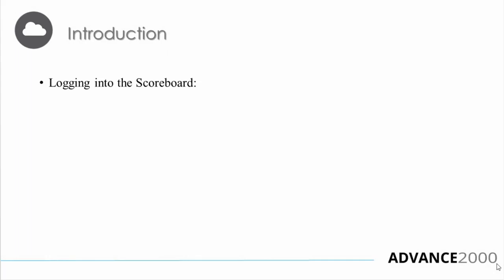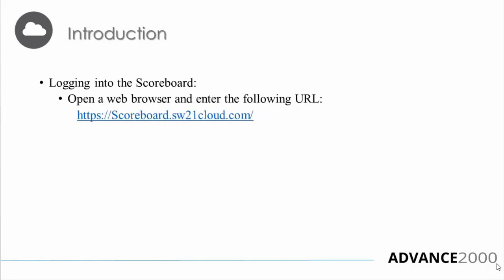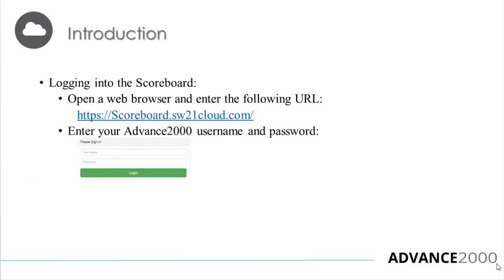Logging into the scoreboard is as follows. Open a web browser and enter the following URL, scoreboard.sw21cloud.com. Enter your Advance2000 username and password when prompted. Upon successful login, your scoreboard and information will be displayed.